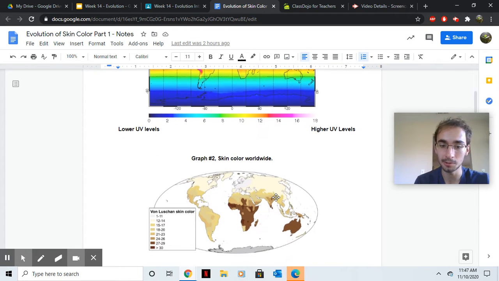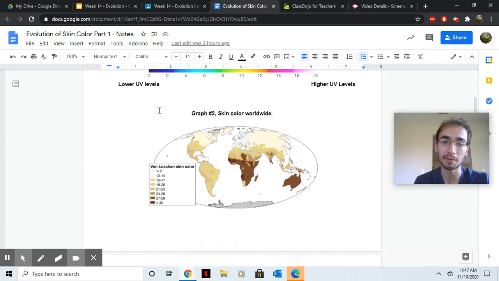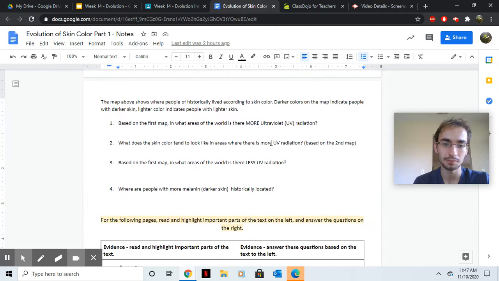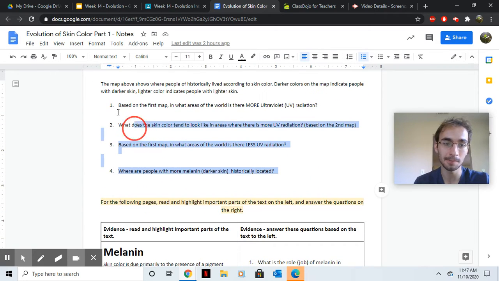Here's graph number two. It's a little diagram of skin color worldwide. The color in the area will reflect the color of the people that live there. So like you guys probably know, there are more dark colored people in Africa and more light colored people in Canada and Europe. So please answer those questions now. Pause the video.